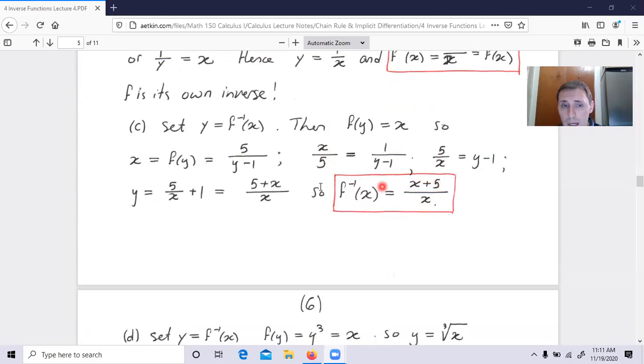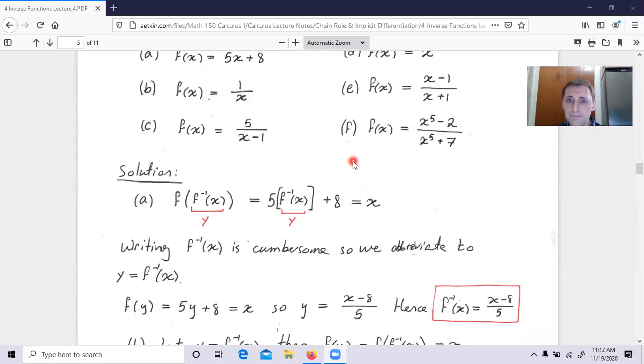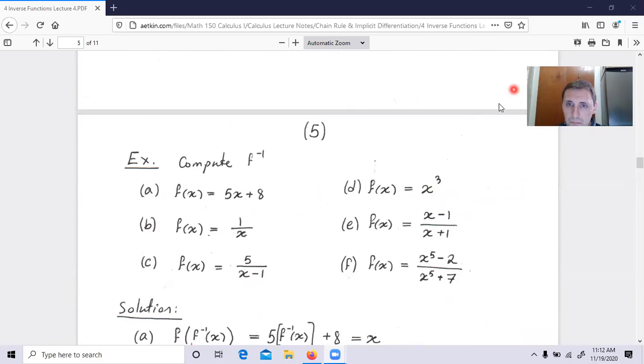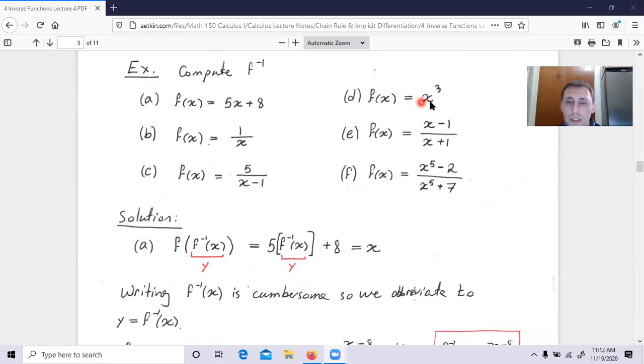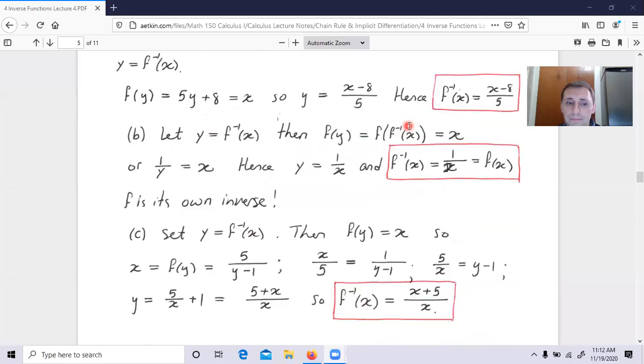Good. So it should be either 5 over x plus 1, or you can write it as x plus 5 over x. Both are correct. Everybody understands how I go through those steps? As I'm going to move on, any questions? Good. So for D, it's just the cube root of x. Let's look at E.